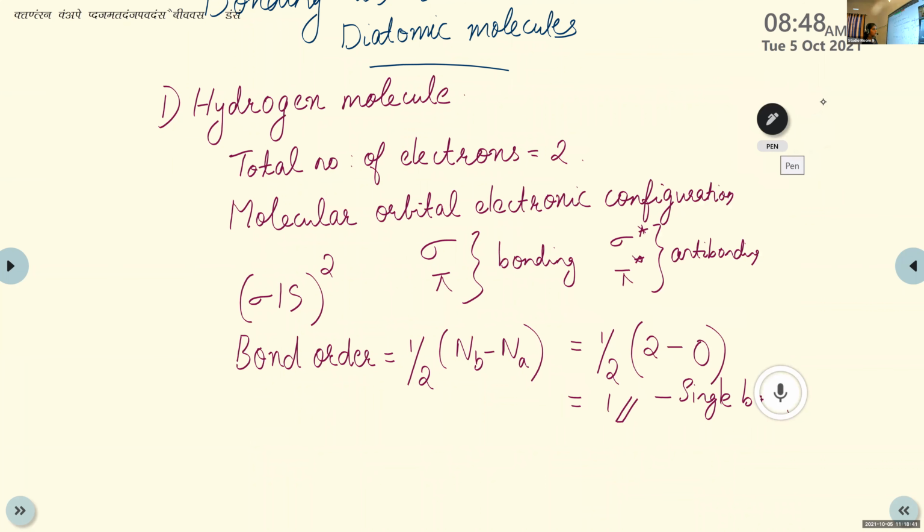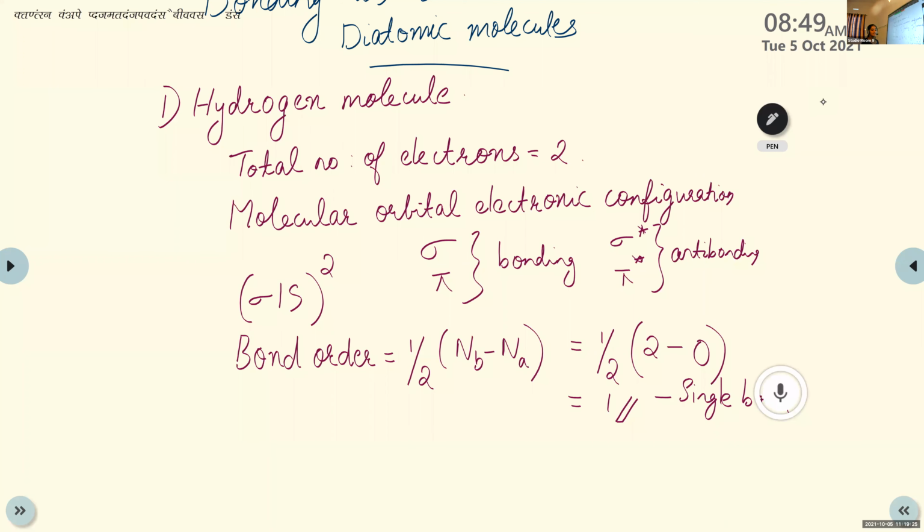Okay. Next, we are going to find out the magnetic nature of this hydrogen molecule. Look at the configuration and tell me if this molecule is diamagnetic or paramagnetic. Sigma 1s2, that's the molecular orbital electronic configuration. So what about the magnetic nature? If there is any unpaired electron, that is considered paramagnetic. If there is no unpaired electron, it is diamagnetic. Here the configuration is sigma 1s2. So what about this one, children?